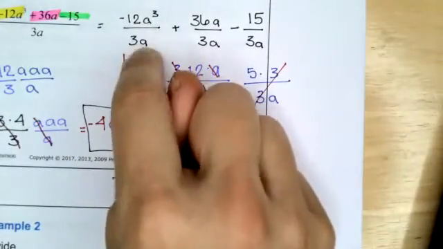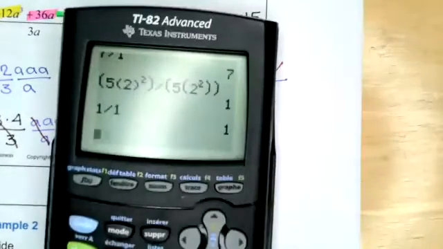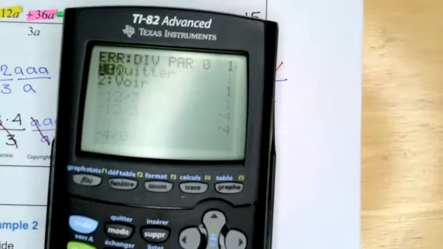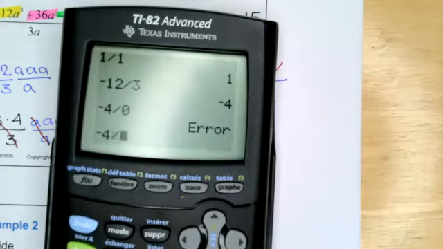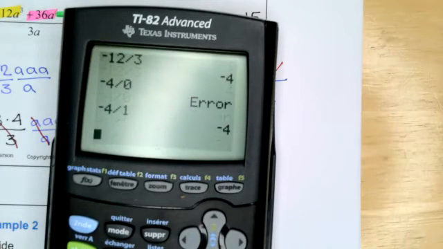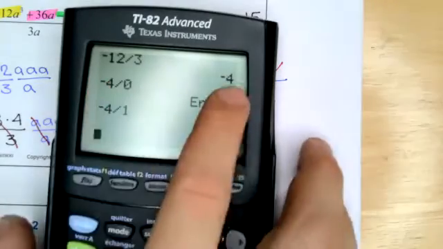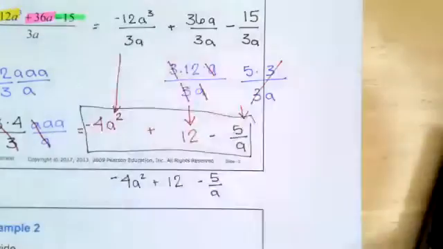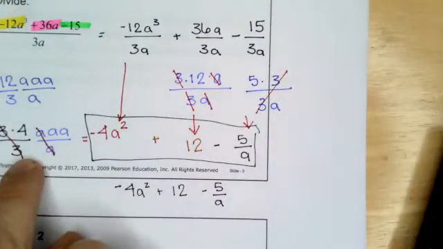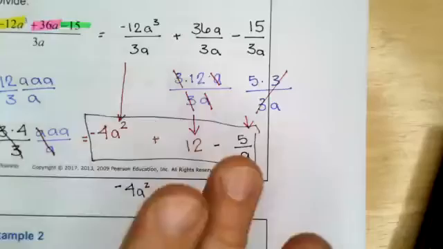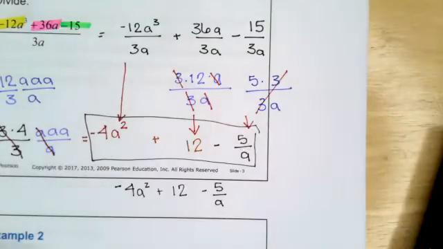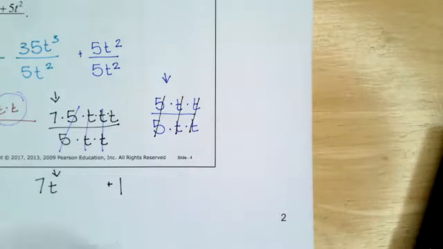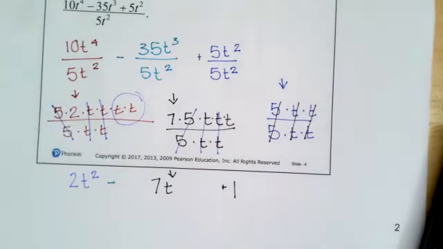So we said negative 12 divided by 3 is negative 4. That's not negative 4 over 0. It's negative 4 over 1, right? Negative 4 over 0 is not what negative 4 is, but negative 4 over 1 is what negative 4 is. So when you cancel everything out on the bottom, you just leave a 1 on the bottom. When you cancel everything on the top, excuse me, you leave a 1 on the top. If you leave a 1 on the top and a 1 on the bottom, it's just a 1. Good. So this answer is 2t squared minus 7t plus 1.